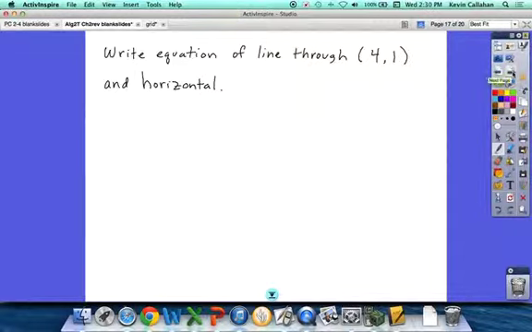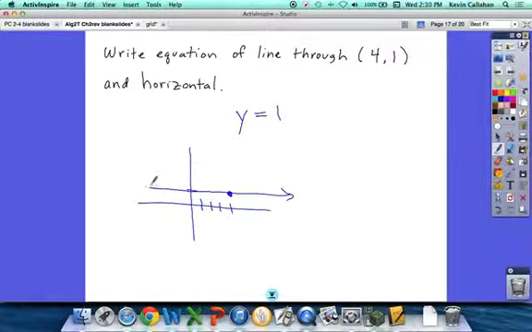Okay, what about the equation of a horizontal line through 4, 1? Natalie? Is it going to be x equals or y equals? Y equals 1. Right? Because if it's a horizontal line, it's going through 4, 1. 1, 2, 3, 4, 1. It's a horizontal line through that point. Every point on that line, y coordinate is 1. Y equals 1.